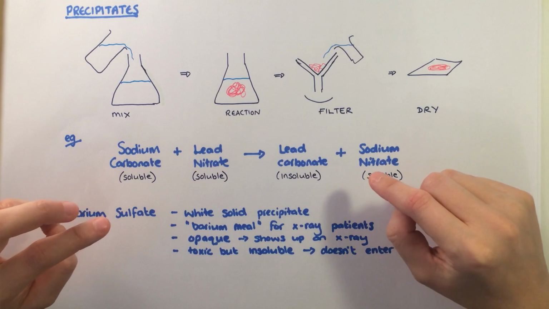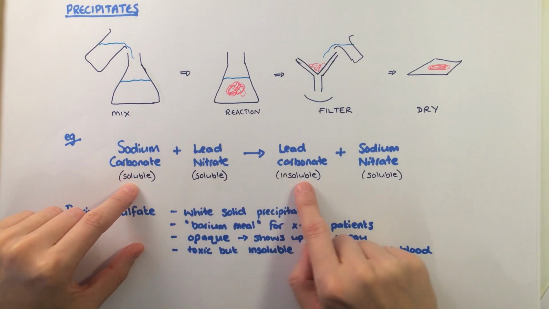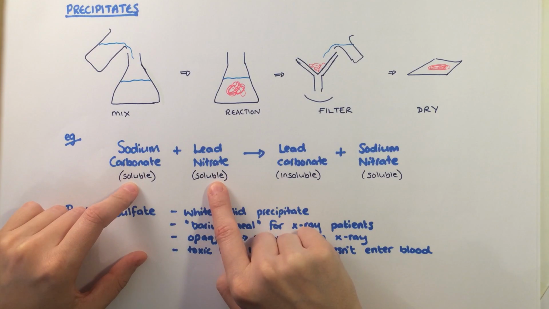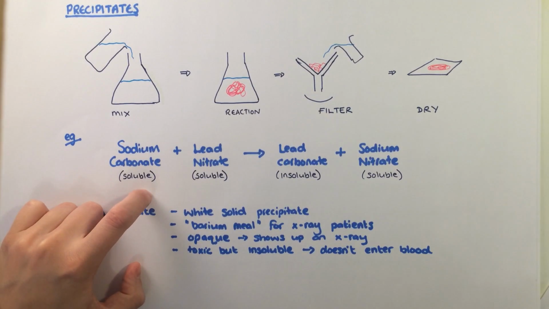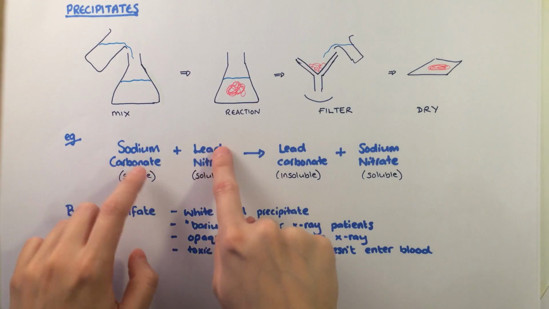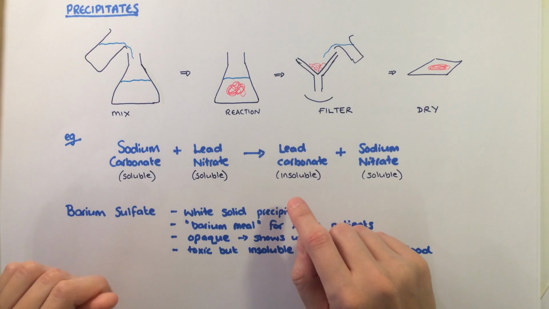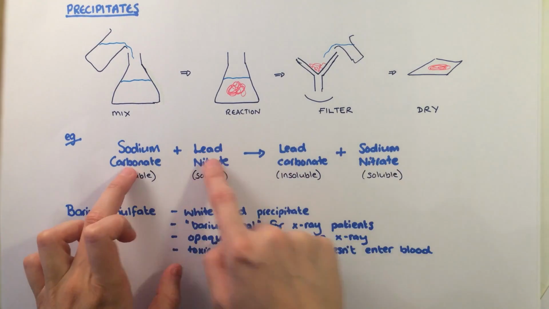You would be expected to decide whether two solutions would produce a precipitate. In other words, you just need to work out if they're soluble or not. And you would also be expected to work out the name of the precipitate formed by essentially swapping the names of the reactants over. So sodium nitrate, lead carbonate.